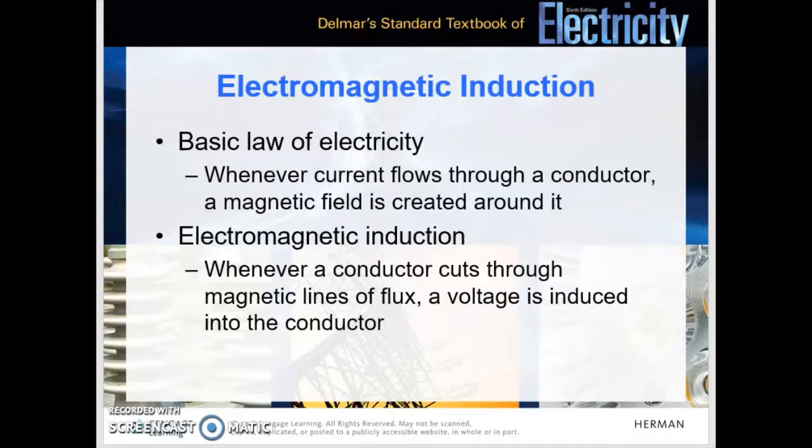It's a basic law of electricity that whenever current flows through a conductor, a magnetic field is created around it. Also, whenever a conductor cuts through magnetic lines of flux, a voltage is induced into the conductor. We're going to go into these concepts deeper as we go through this video.